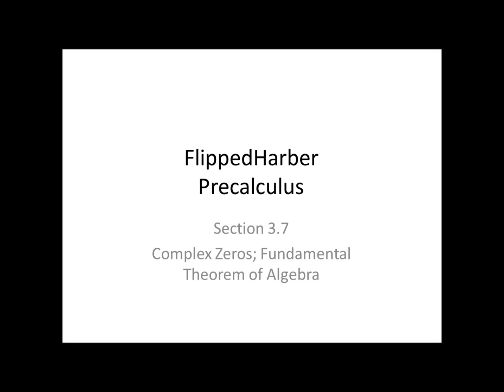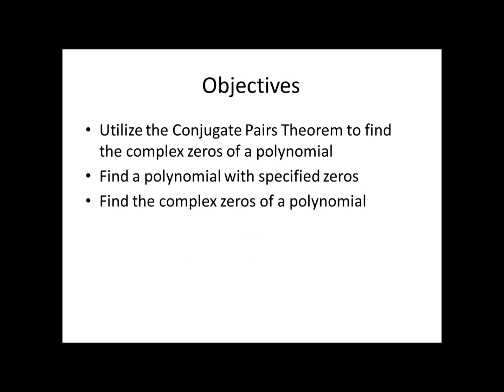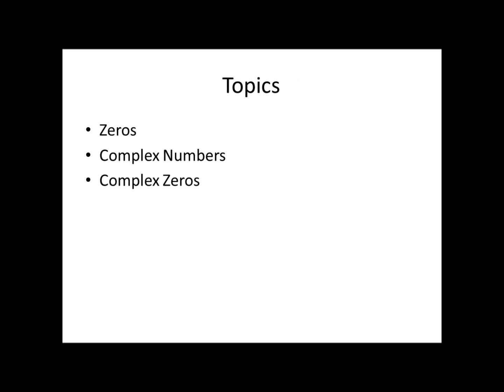Hello, this is FlippedHarber for Precalculus, and in this video we'll cover section 3.7, complex zeros, and the fundamental theorem of algebra. Our objectives for this lesson are to utilize the conjugate pairs theorem to find the complex zeros of a polynomial, find a polynomial with specified zeros, and find the complex zeros of a polynomial. Our topics include zeros, complex numbers, and complex zeros.